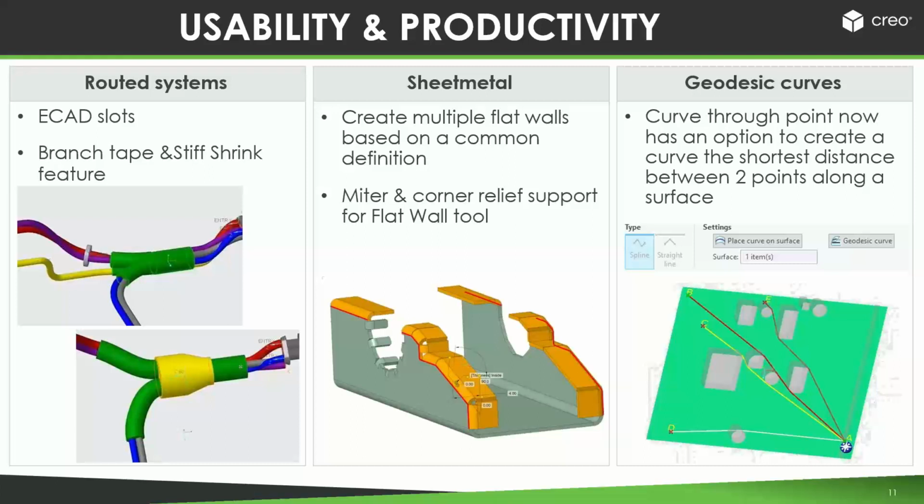And then third, the enhancement we see over on the right is around our curve through points capability. Here we added a geodesic option. This is a particular mathematical type of curve that's defined as a curve through 2 points that follows along a surface. But it's the shortest distance between those 2 points. So that's something that's going to have a lot of great downstream uses.